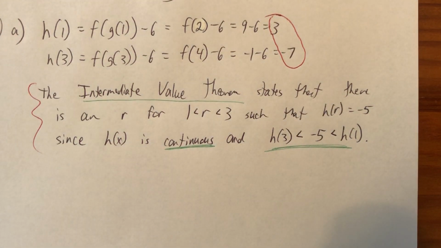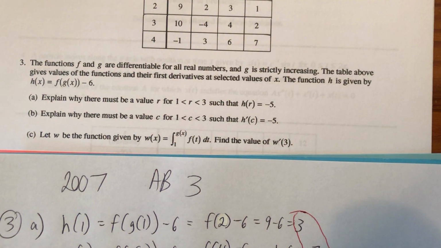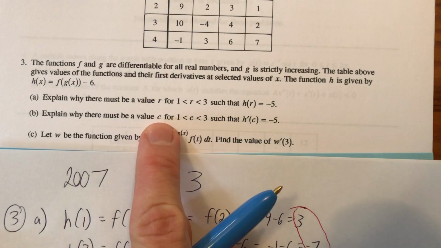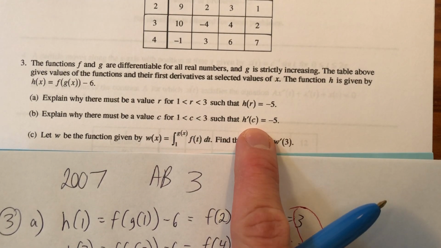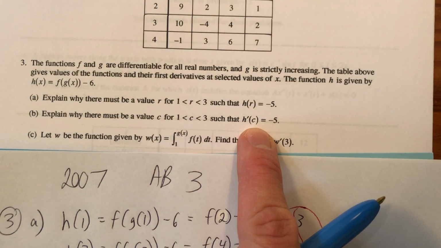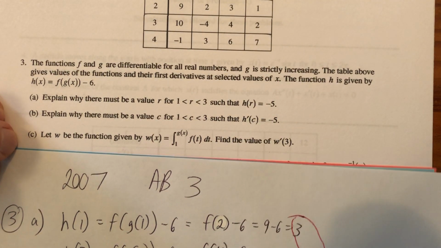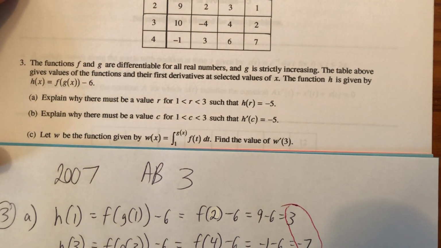Let's do part B. And part B is also one of those things that's kind of like an existence theorem. So how do we know that something exists? Explain why there must be a value c, also an x value, between 1 and 3, such that h prime of c is equal to -5. Well, now we're dealing with a derivative, right? So this is an existence of the value of the slope. Okay, well, that sounds like the mean value theorem to me. Maybe it didn't sound like that to you, but it just pays to be very familiar with these theorems.